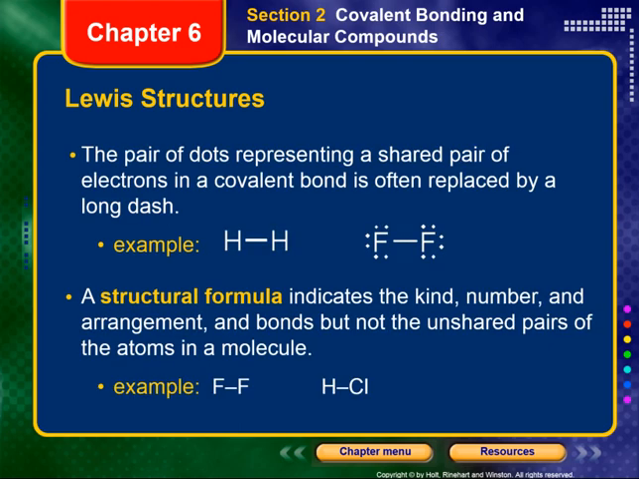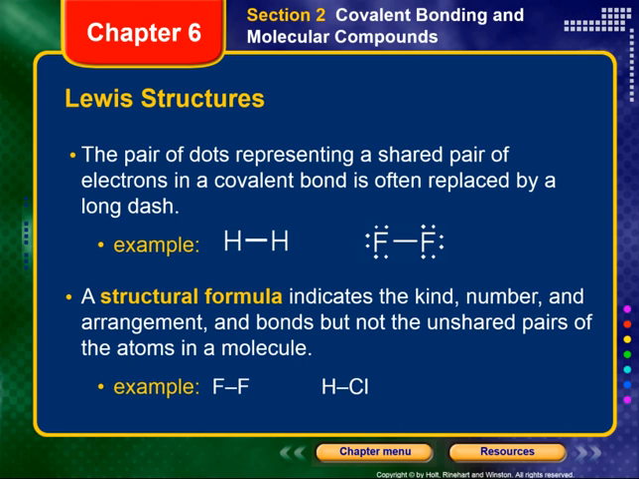The pair of dots representing a shared pair of electrons in a covalent bond is often replaced by a long dash, and this is what I want us to move towards. So we have that hydrogen molecule with 2 hydrogen atoms. We represent the bonding pair of electrons with a long dash. We also have the fluorine molecule with its pair of electrons forming a covalent bond represented by a long dash. But notice in this structure, I'm still representing each of the valence electrons.